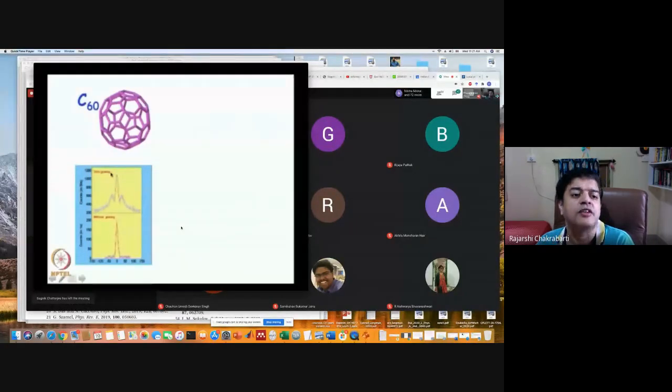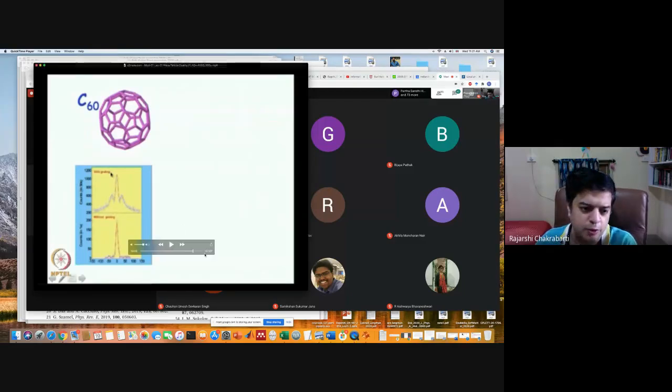And one example is the C60, which is a big molecule. So the experimentalists showed that even a big molecule like C60 also shows this interference pattern. So it also has this wave-particle duality. So I'm going to play the video again. This pattern is just an interference pattern.